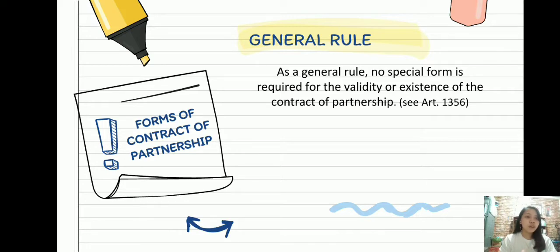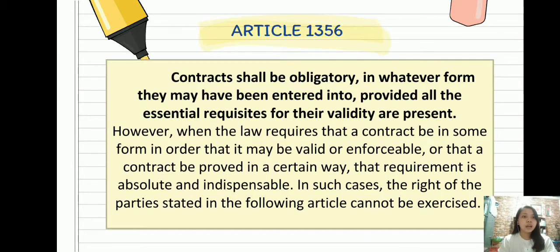So, for us to have an idea kung ano nga ba ang sasabi ng Article 1356, titingnan muna natin kung ano nga ba. Article 1356 states that a contract shall be obligatory in whatever form they may have been entered into, provided all the essential requisites for their validity are present. So for now, magfo-focus muna tayo sa first sentence or sa first statement.